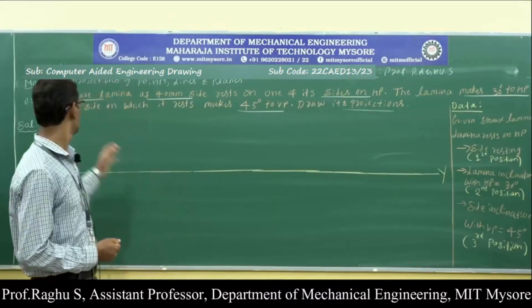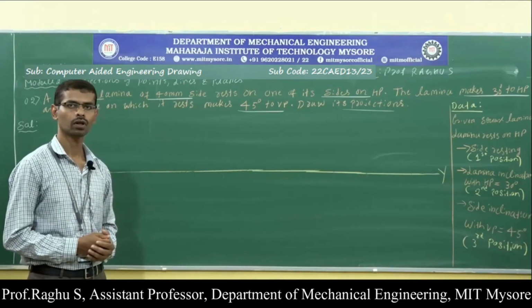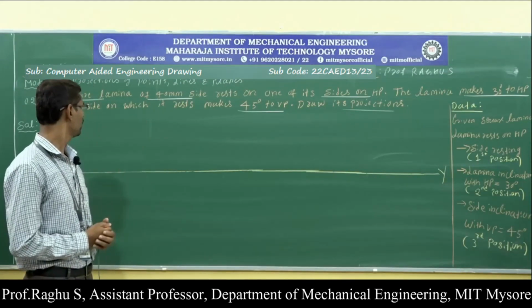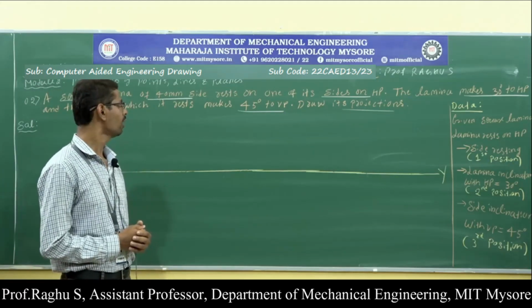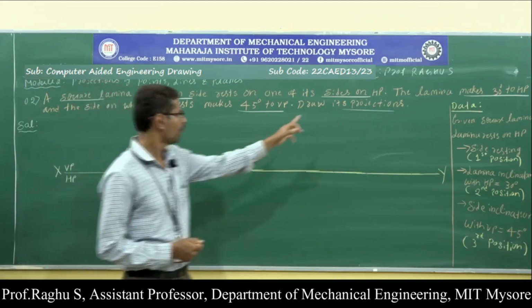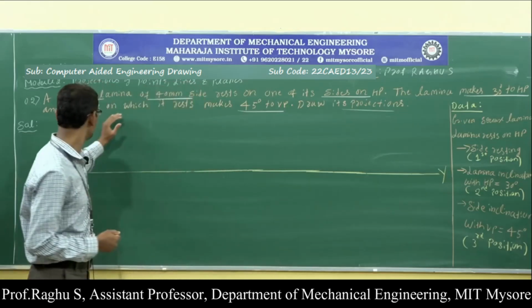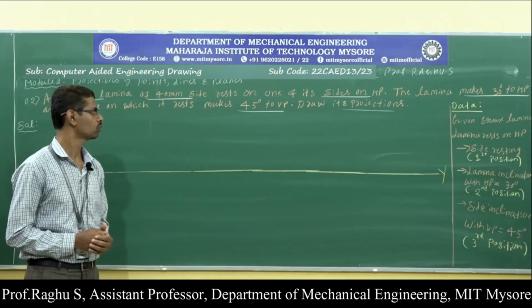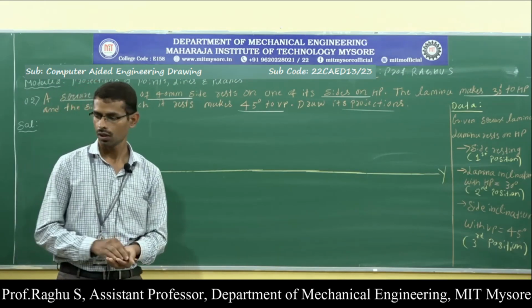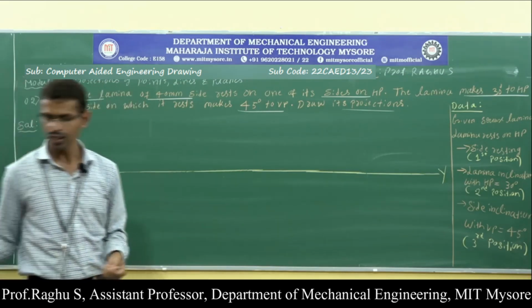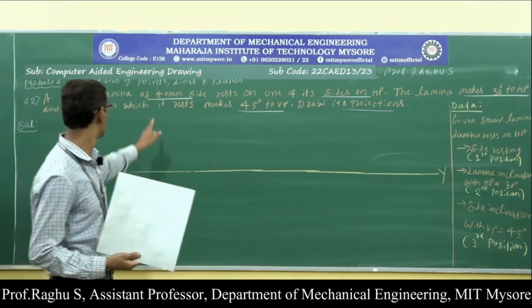Next, problem number 2. A square lamina of 40 mm side rests on one of its sides on HP. The lamina makes 30 degrees to HP and the side on which it rests makes 45 degrees to VP. Draw its projections. Okay. First, note down the type of the lamina.